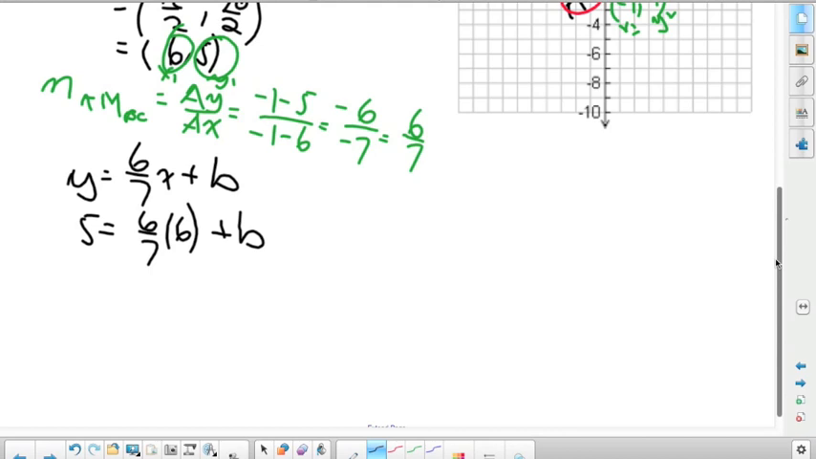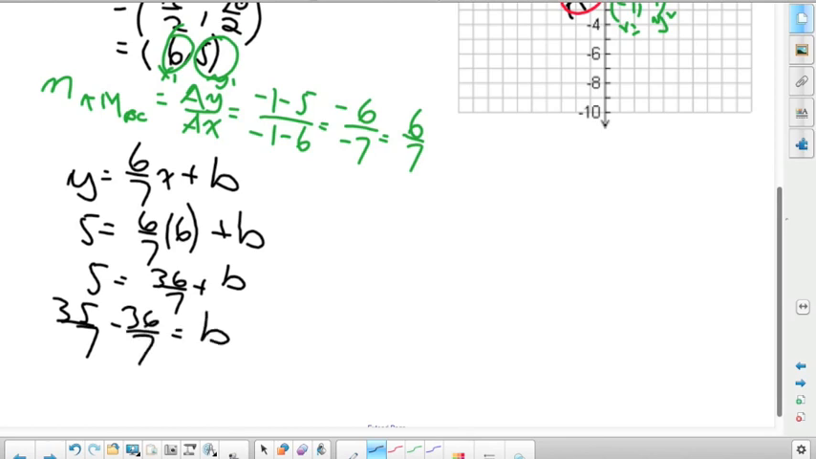Then we just solve for b. So 5 is equal to 36 over 7 plus b. I should subtract 36 over 7 on both sides, plus I'm going to convert that. It'll be 35 over 7. Yeah, 35 over 7 minus 36 over 7 is equal to b. I subtracted 36 over 7 on both sides, so it disappeared from the right and is now a negative on the left.